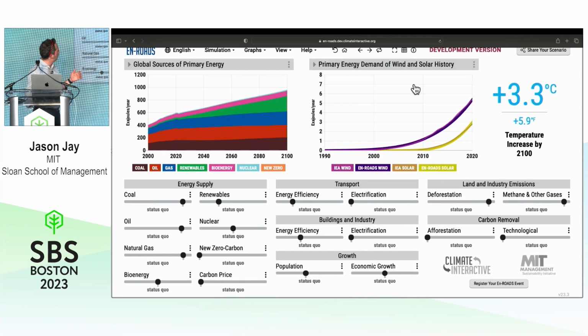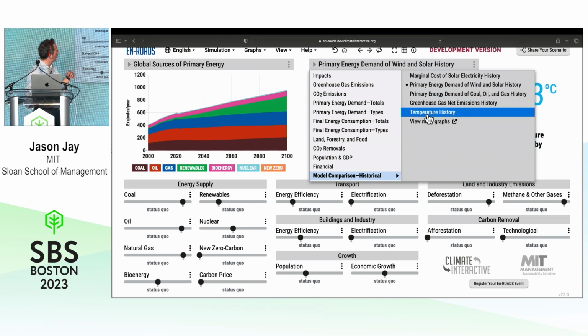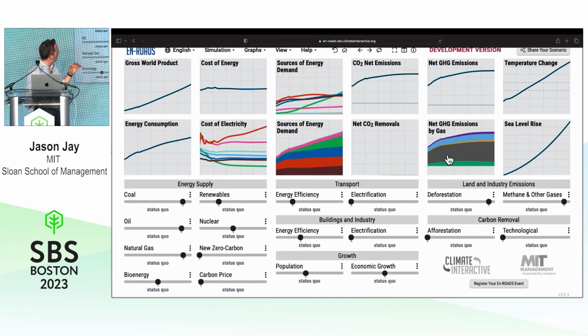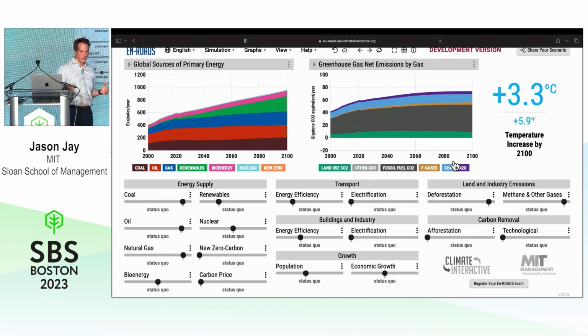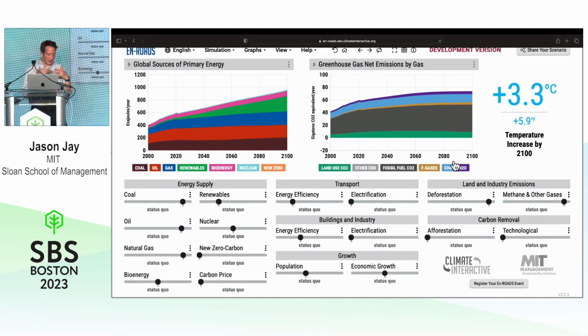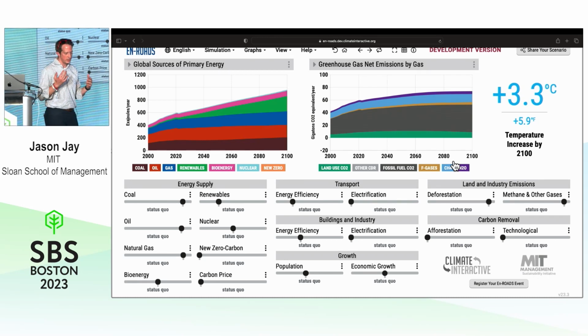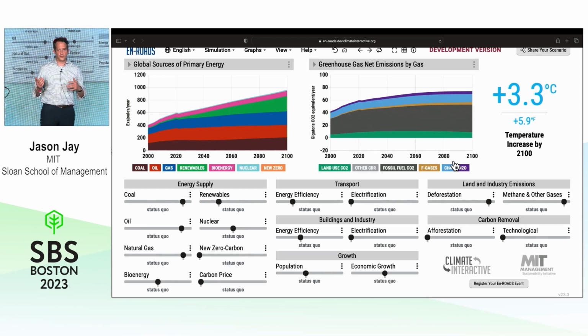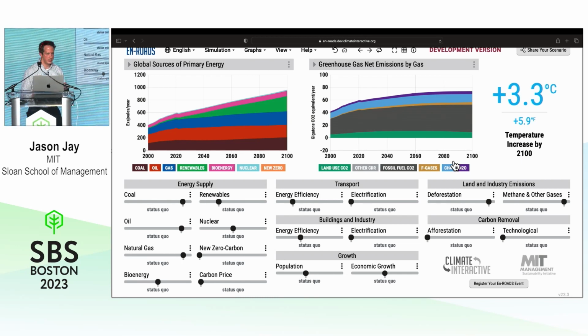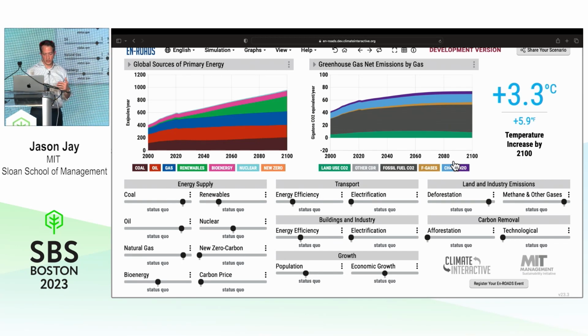The primary demand of wind and solar, the growth that we've seen in those two sectors, mimics the reality quite closely. Under the hood here, there's 14,000 equations that are modeling the relationships between all of these techno-economic variables and what's going on in the climate system. So that's going to allow us to play with that in real time and run some experiments and see what is actually going to get us from this world of 3.3 degrees Celsius to a safer world of 2 degrees or 1.5 degrees.